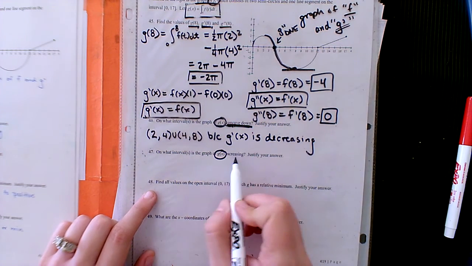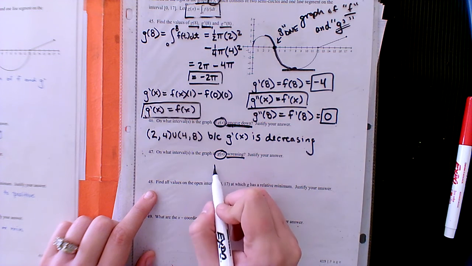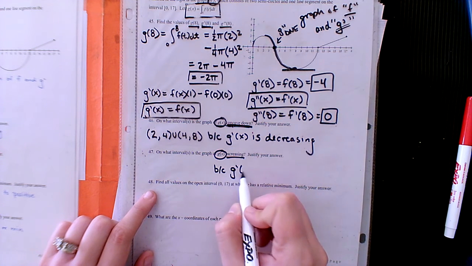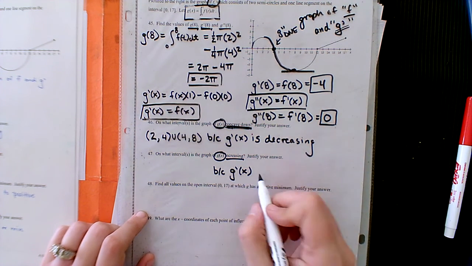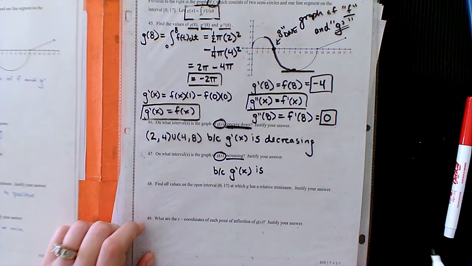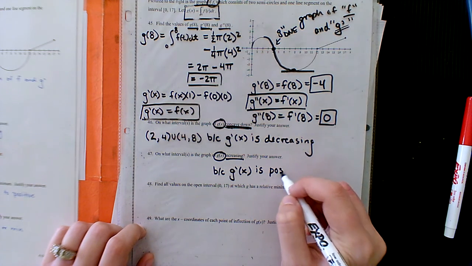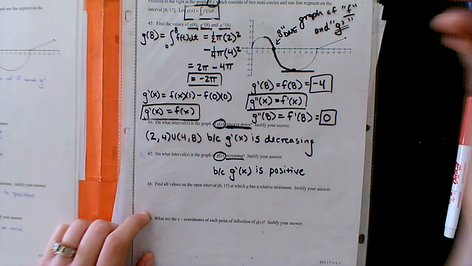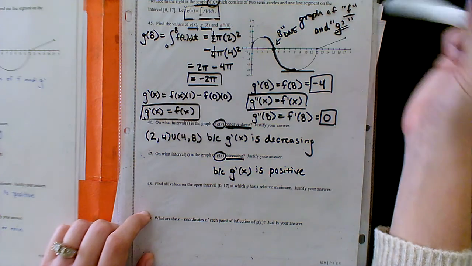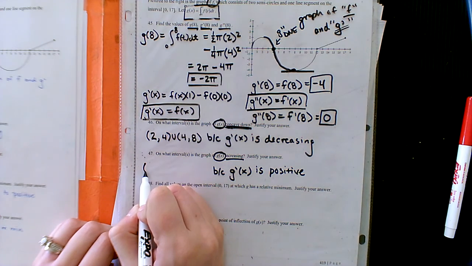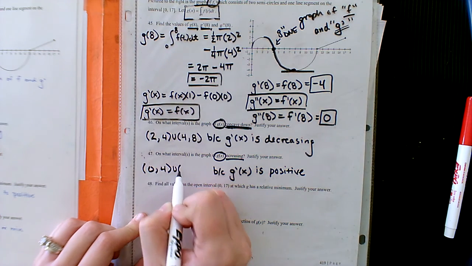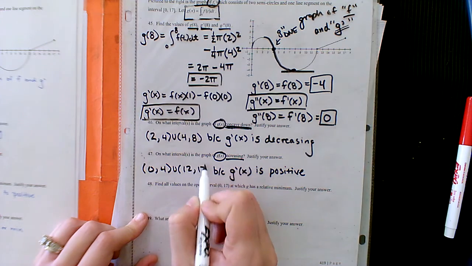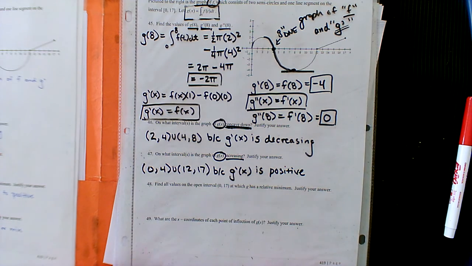On which intervals is the original graph increasing? Can we think of our justification? What should the first derivative be doing, or a characteristic it should have? Is positive. Okay, so this graph is positive from 0 to 4 and 12 to 17.